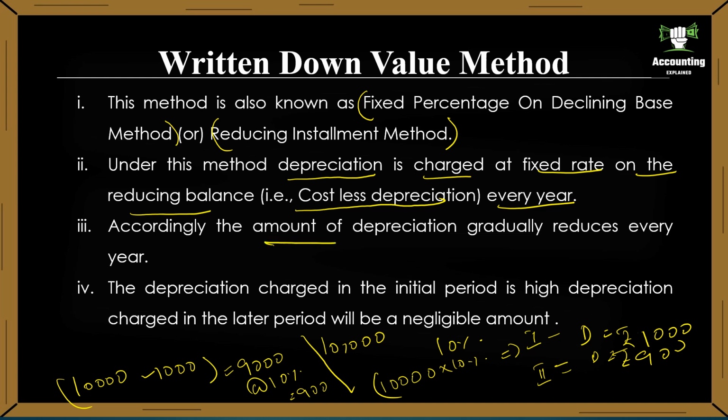Accordingly, the amount of depreciation gradually reduces every year. See here, first year depreciation is 1000, second year depreciation is 900, so it has reduced gradually. The depreciation charge in the initial period will be very high and the depreciation charge in the later period will be a negligible amount. As it keeps on decreasing, at the end of the 8th year or 9th year, it might be very little.